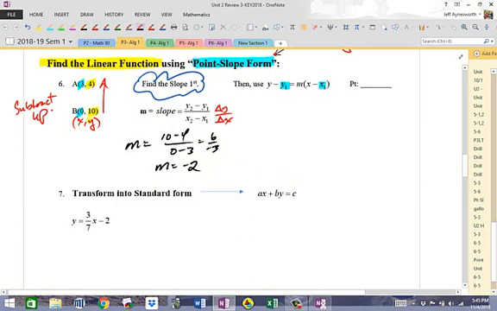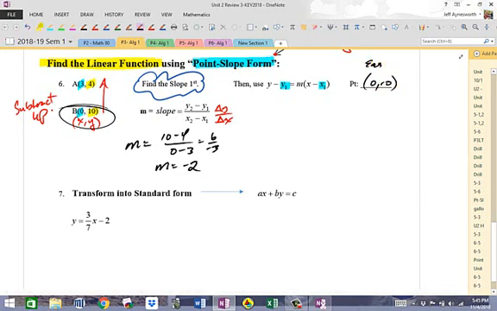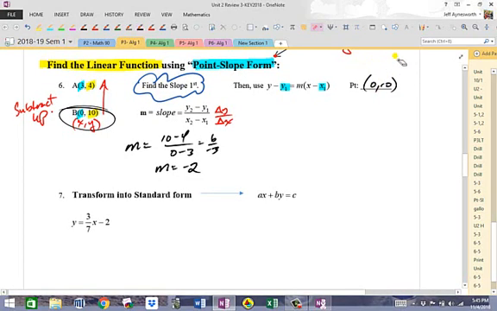And then you get to pick one of these points. I would always pick the easiest one. So I would pick 0, comma 10, because you're dealing with 0 here. I would always pick the easiest one, the one involving zeros, right? It doesn't matter what point you pick, you choose. I'm going to pick this one. X1 is 0, Y1 is 10.